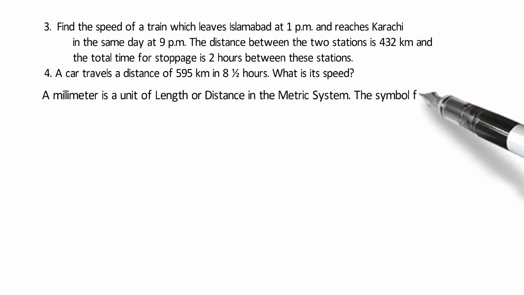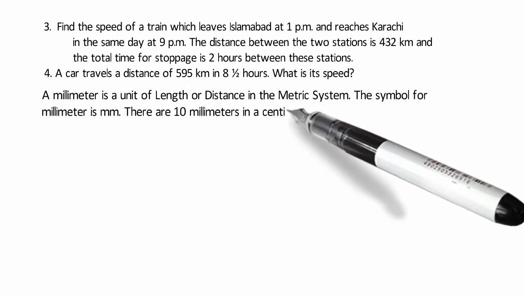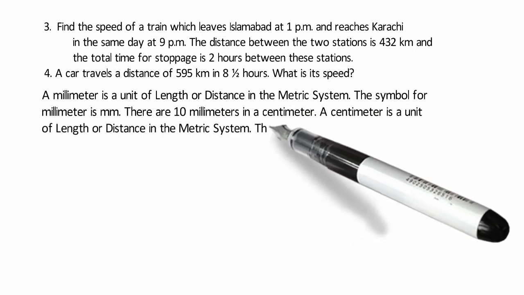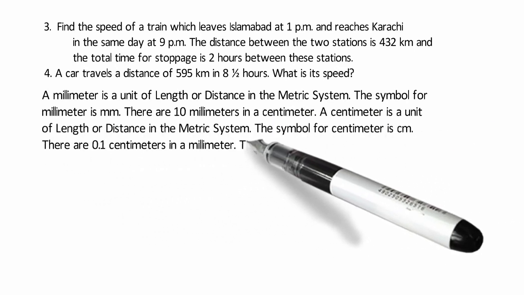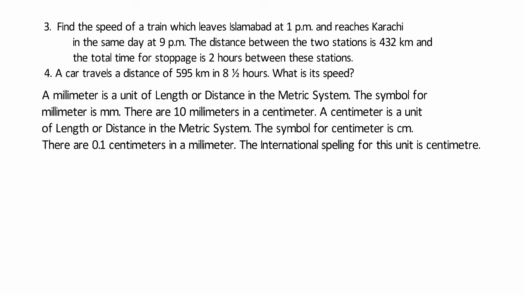A millimeter is our unit of length or distance in the metric system. The symbol for millimeter is mm. There are 10 millimeters in a centimeter. A centimeter is our unit of length or distance in the metric system. The symbol for centimeter is cm. There are 0.1 centimeters in a millimeter. The international spelling for this unit is centimeter.